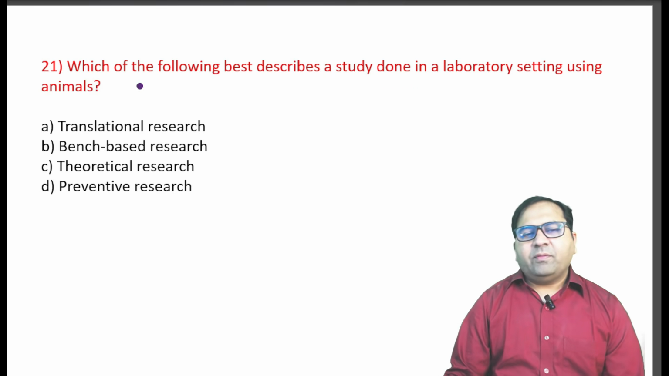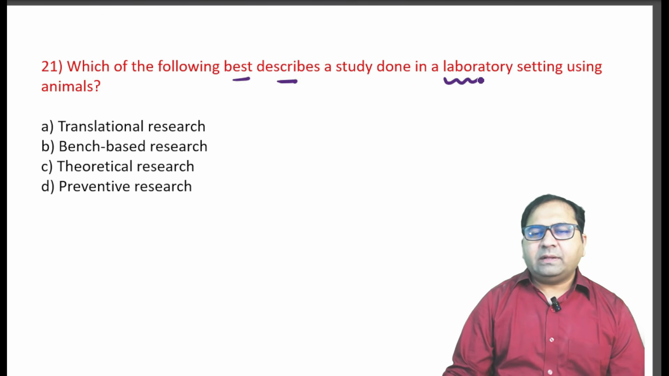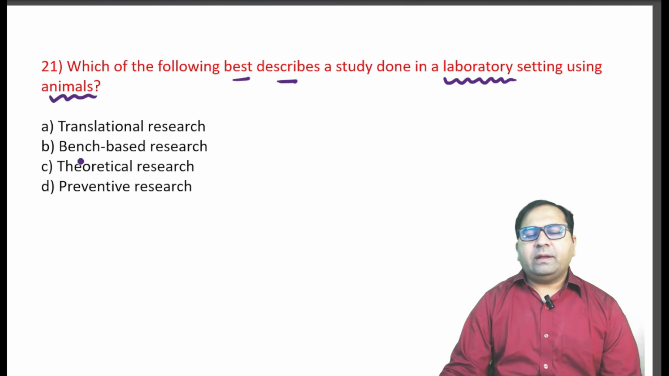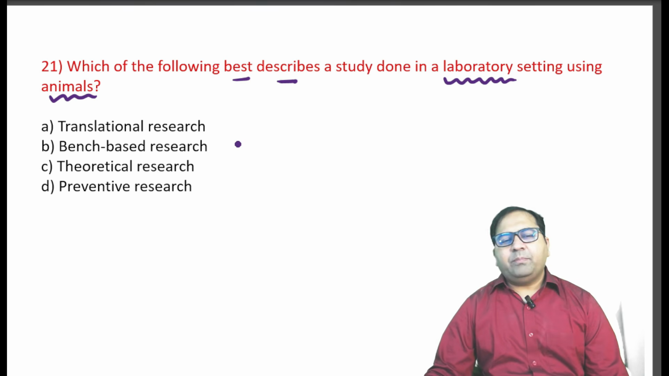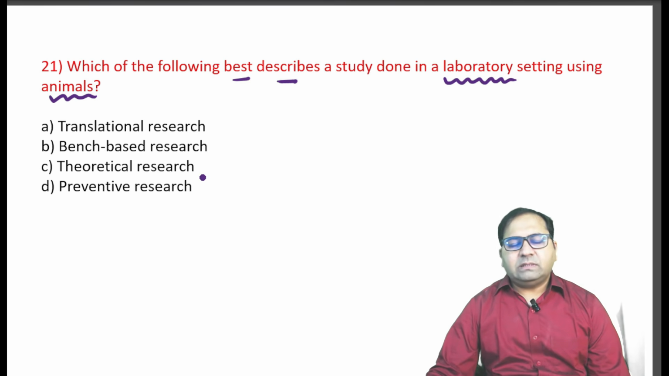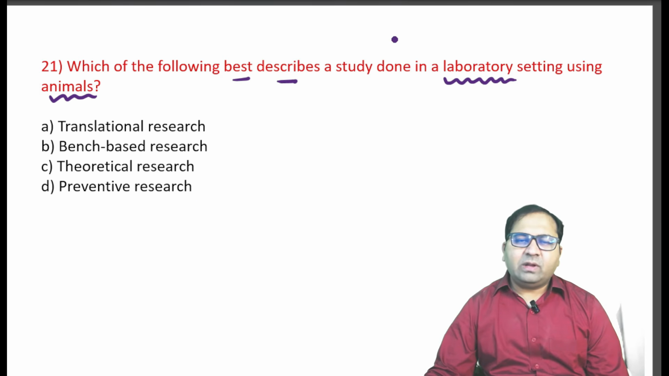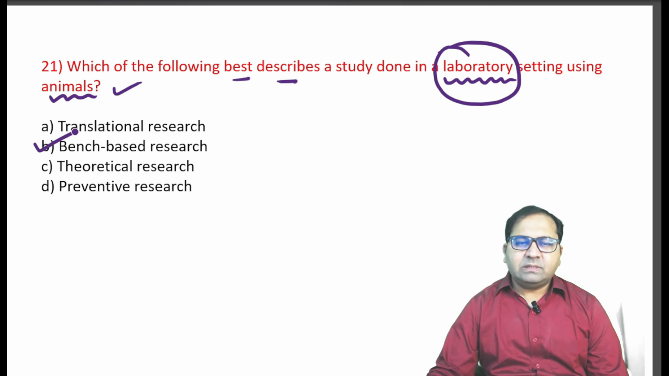Next question. Which of the following best describes a study done in the laboratory setting using animals? The options are A. Translational research, B. Bench-based research, C. Theoretical research, or D. Preventive research. Whenever you are using a laboratory type of setting and you are using animals, then it is a bench-based research.